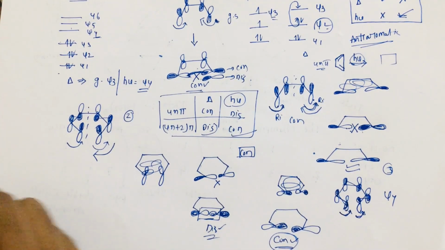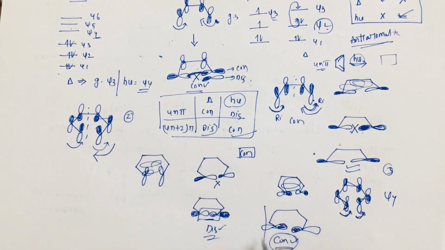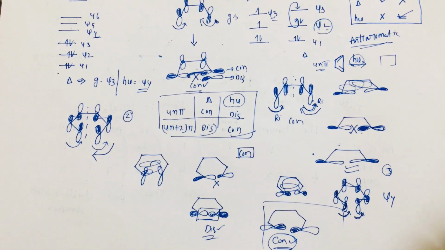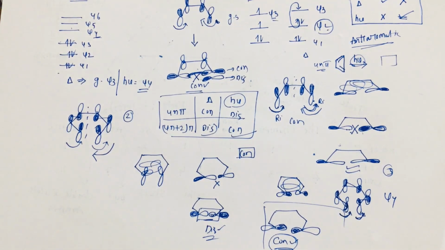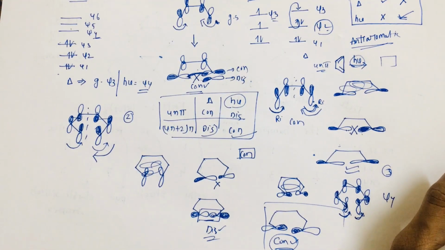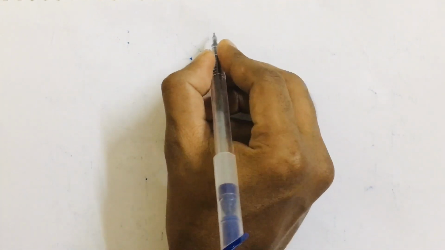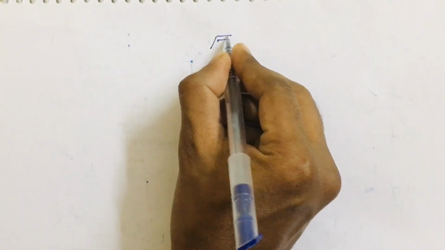So if you want to solve any question in pericyclic reactions, you must know up to this, whatever I taught. You must be clear about these things. If you are not clear about these things, you cannot do any questions. Okay, you have to be clear about these things. Next we have the 4n plus 2 pi system.